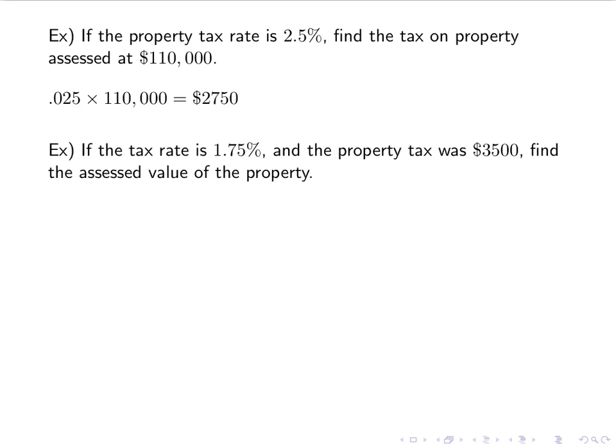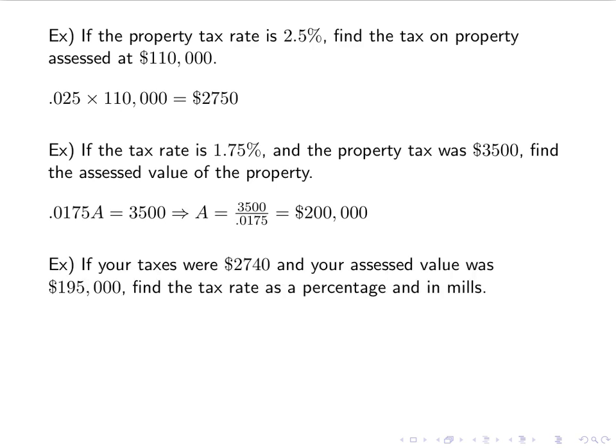If the tax rate is 1.75% and the property tax was $3,500, find the assessed value of the property. So it's the same equation, but now we're looking for a different piece of information. The 1.75% will change to 0.0175 once we've moved the decimal back. So 0.0175 times A equals 3,500. We will divide both sides by 0.0175, and we'll get an assessed value of $200,000.